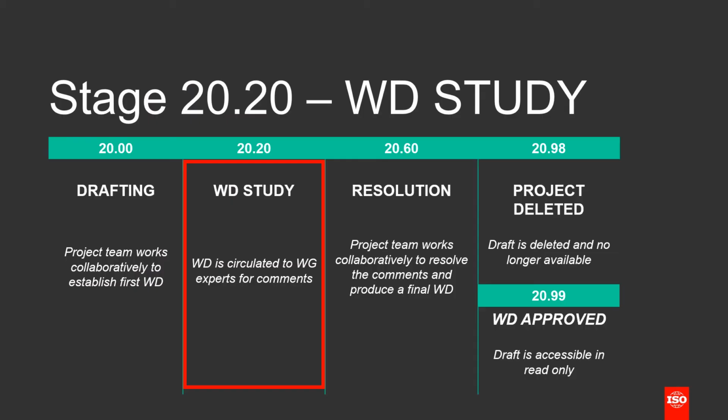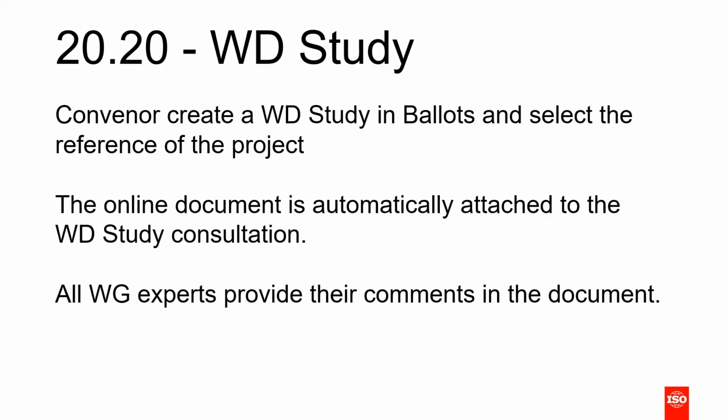Once the working group has a mature draft, the project is ready to move to stage 2020. To start stage 2020, the convener must create a working draft study consultation in the balloting application. During the creation of the working draft study, the convener will be required to pick the reference of the project. The online document will automatically be attached to the working draft study consultation, and all working group experts will be able to provide their comments in the document.